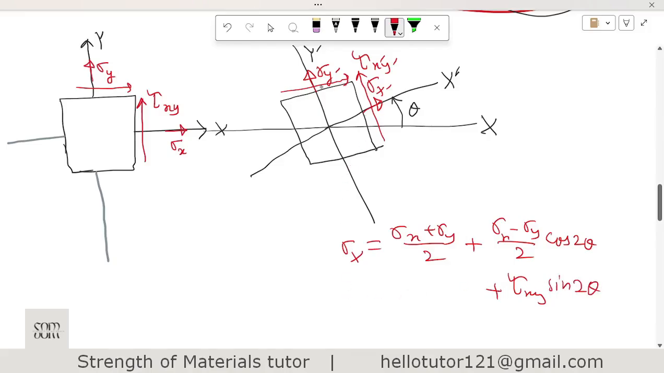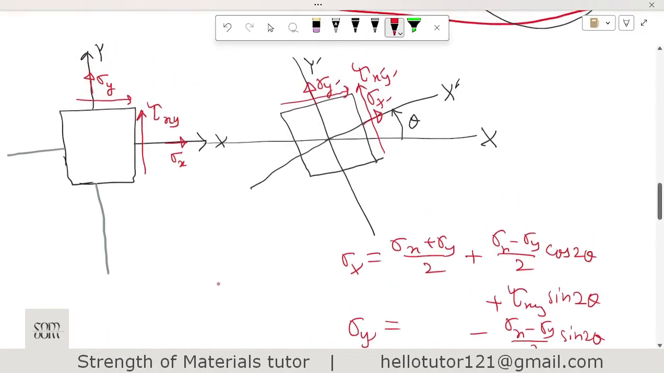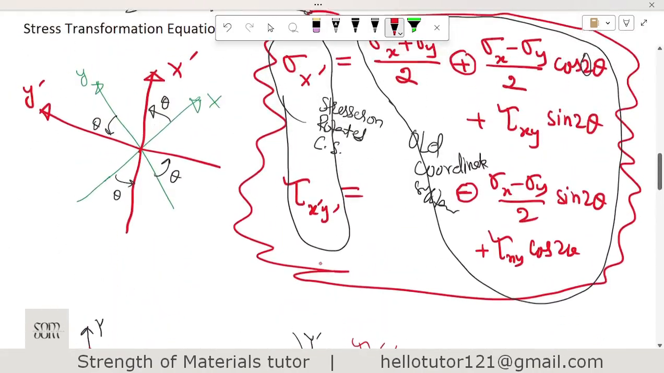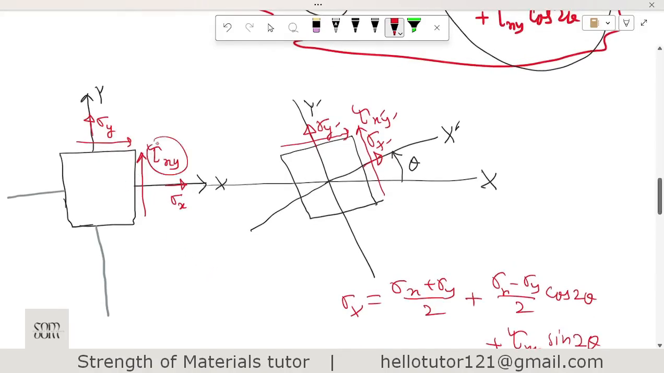Now if you want to find sigma y prime, the first term is 0, then we have sine of 2 theta plus tau xy cosine of 2 theta. Sorry, not sigma y, it is tau x prime y prime. So this is how you find it: if you know the stresses on the old axes, you can find the stresses on the new axes.